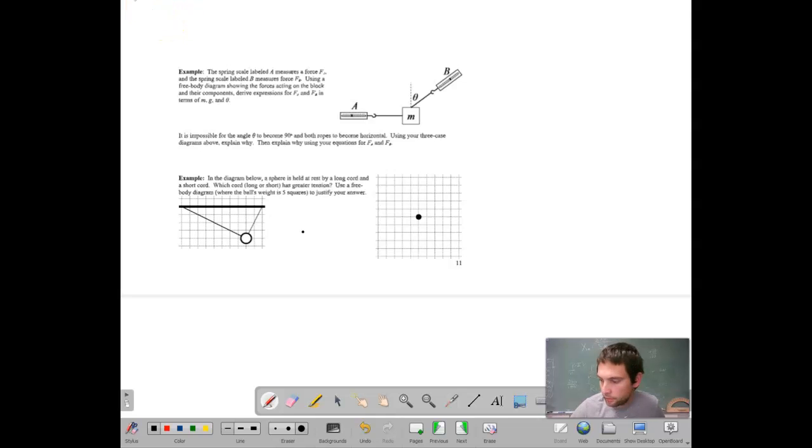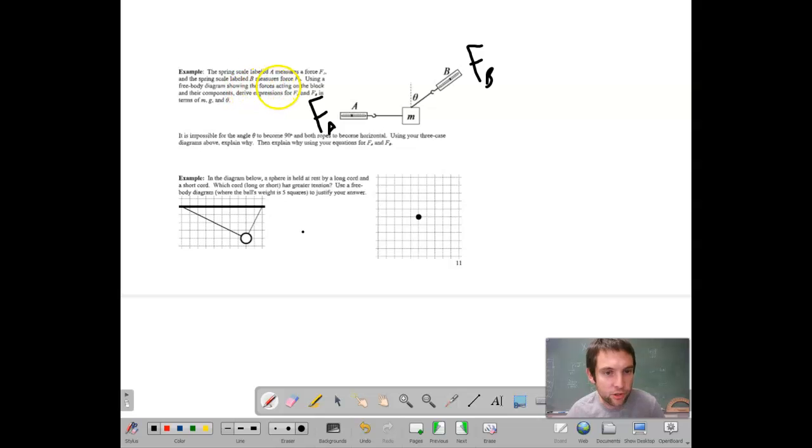All right, so this problem is very similar to a couple questions ago anyway. We've got a spring scale measuring a force. I can't read that on the screen. It measures, A measures FA, and then B is going to measure FB. So this is FA, and then this is FB over here.